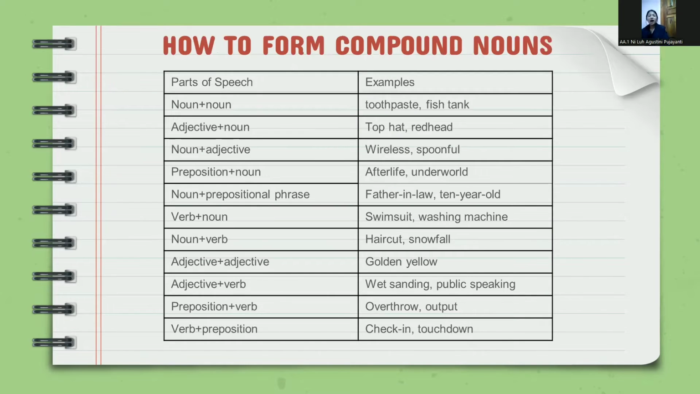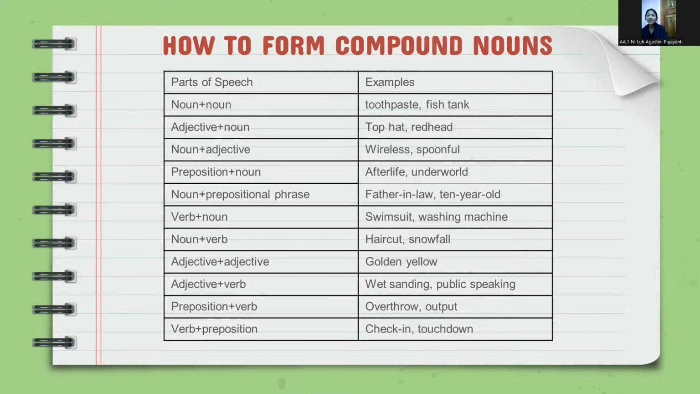Next, how to form compound nouns. So while many compound nouns consist of two nouns, you can use any parts of speech to create a compound noun, as long as it functions as a noun in the sentence. And typical compound noun rules include noun and noun. For the examples are toothpaste and FaceTime.